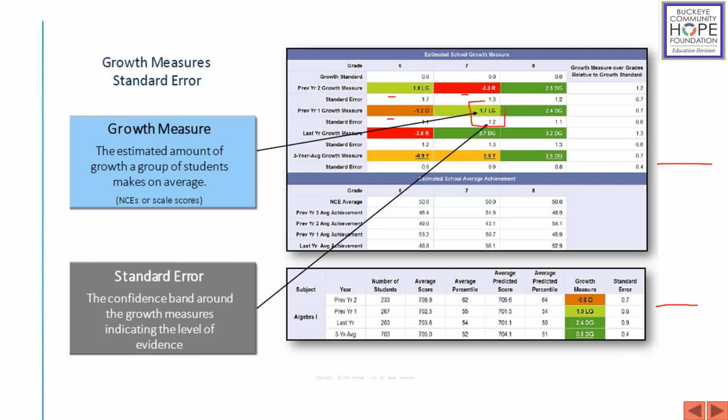We'll notice that they have color-coded this a light green, and the LG stands for light green, the DG stands for dark green, Y for yellow, R for red, and O for orange. So we're going to look at this one. This has a growth of 1.7 and a standard error of 1.2. Now we haven't really talked about applying that 1.2 to the 1.7 growth measure. So let's do that.